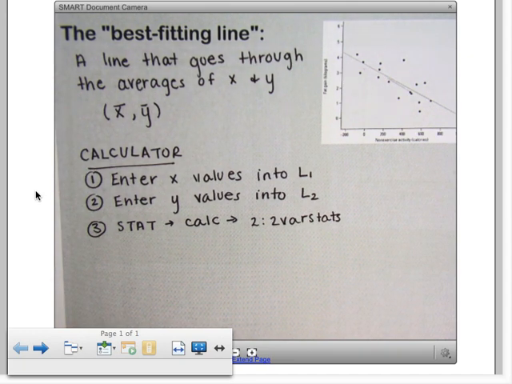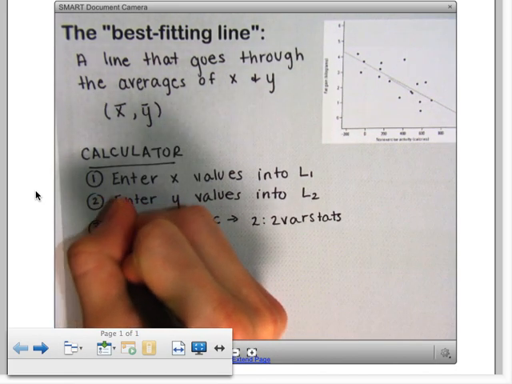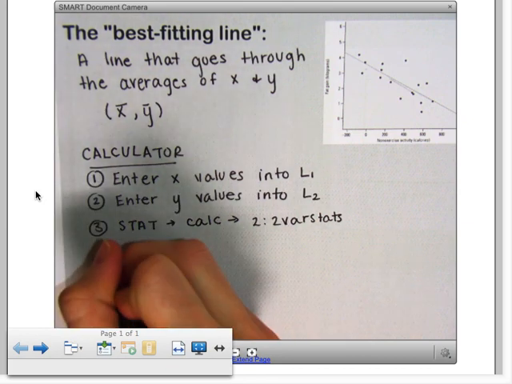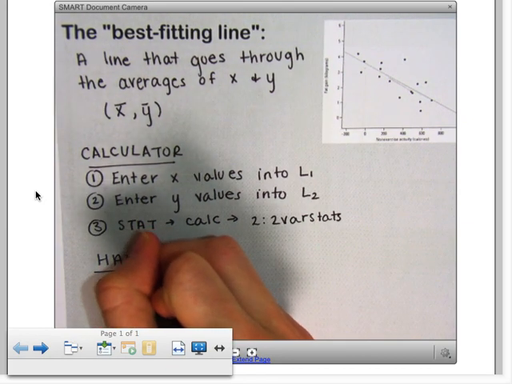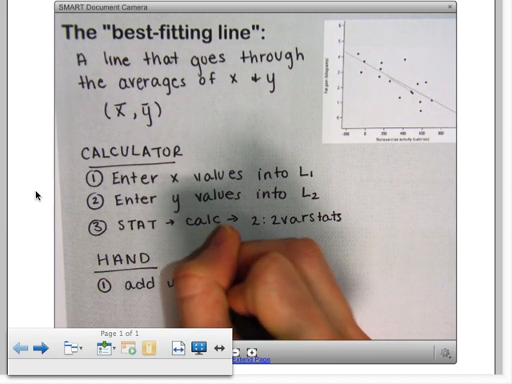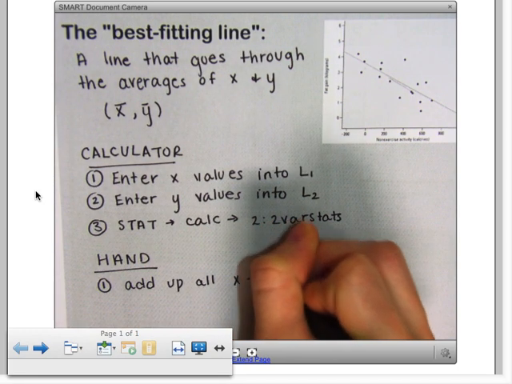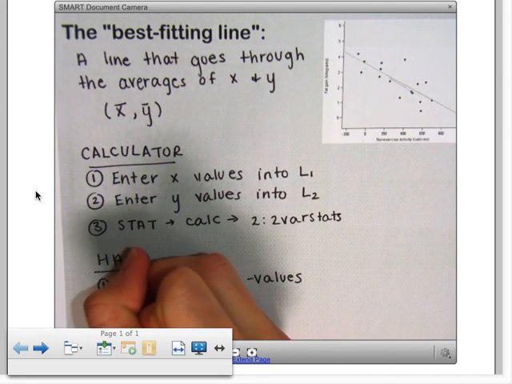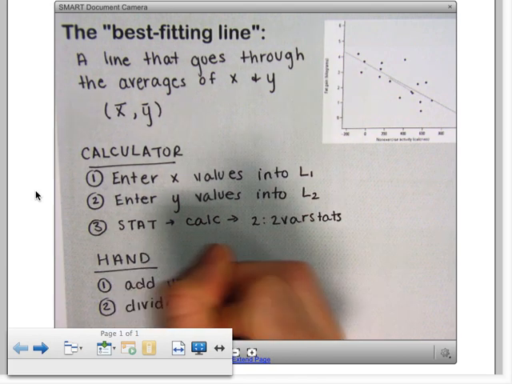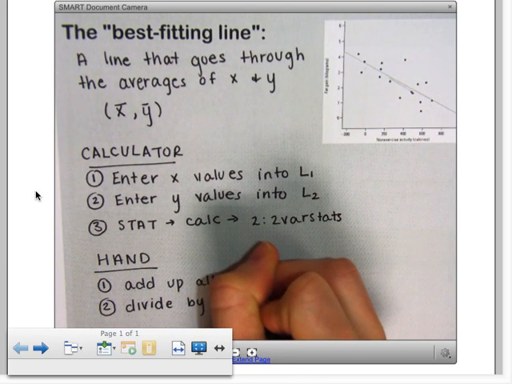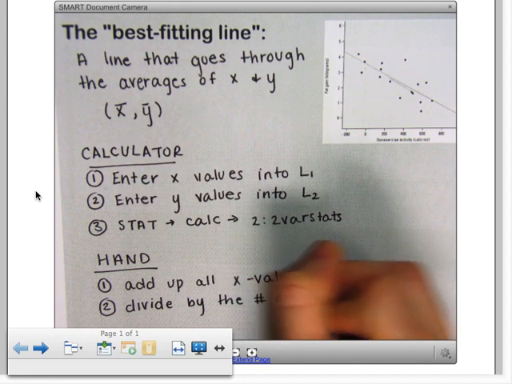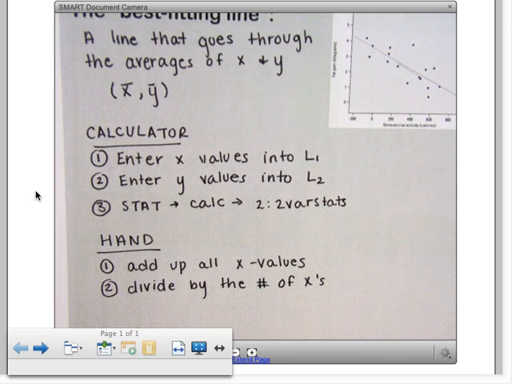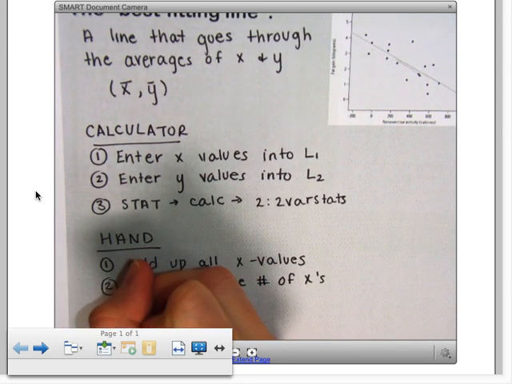So if you cannot memorize these steps, to do it by hand, the first thing you're going to do is add up all the x values. And then the second step is to divide by the number of x values, or the number of x's. Okay, so that would give you x bar, and then just repeat that for y bar.